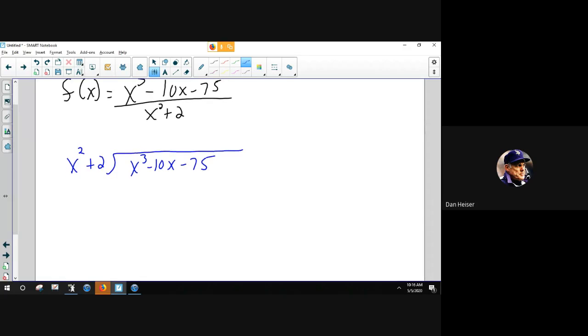And let's see what happens. I need something multiplied by x squared to give me x cubed. That something is going to be x. And now we multiply through: x times x squared, x times 2. Big minus sign. x cubed minus x cubed, nothing. That's what we want. Negative 10x minus 2x, negative 12x, and this drops down.